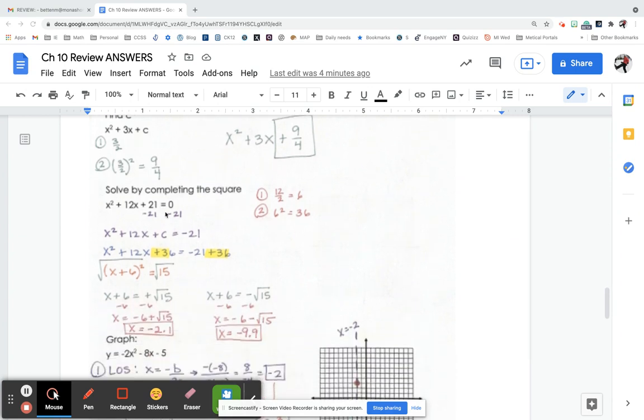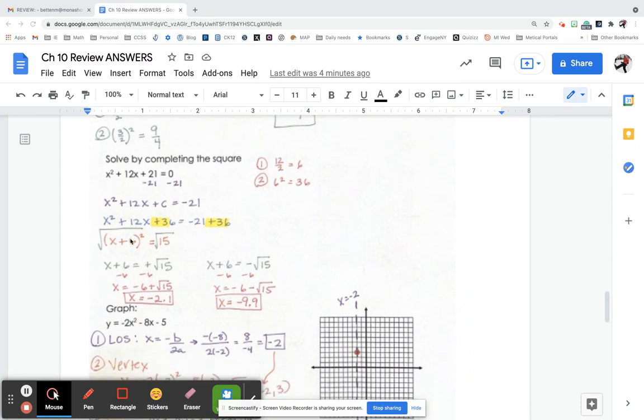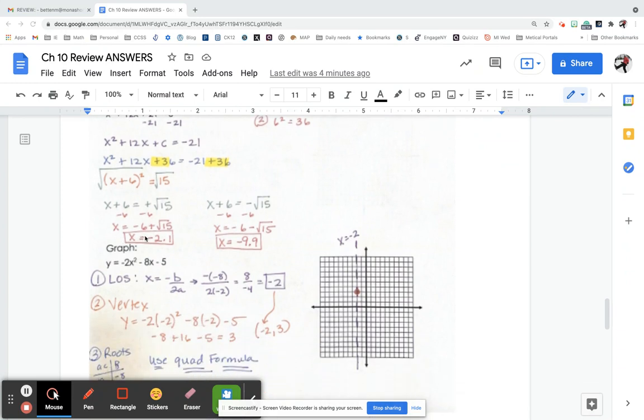Solve by completing the square, meaning we need to move the 21 over, so I get -21. Follow the same rules, half of b squared. When I put 36 in on the left-hand side, I need to put 36 in on the right-hand side. Use the square root property again, and I end with these as my roots.